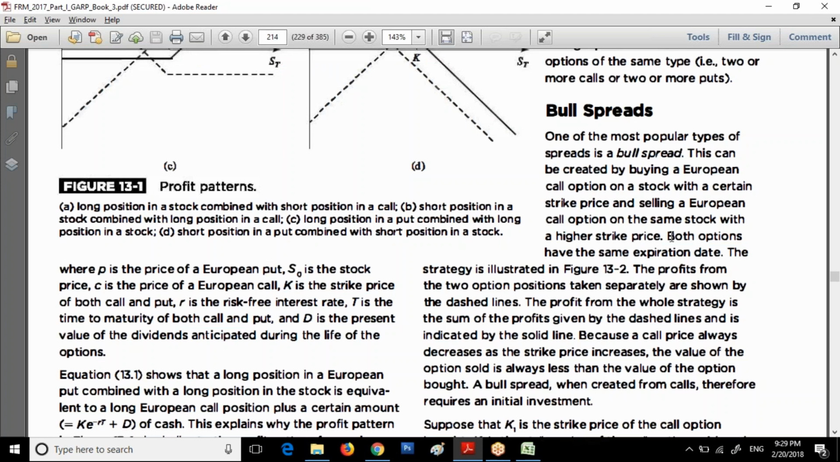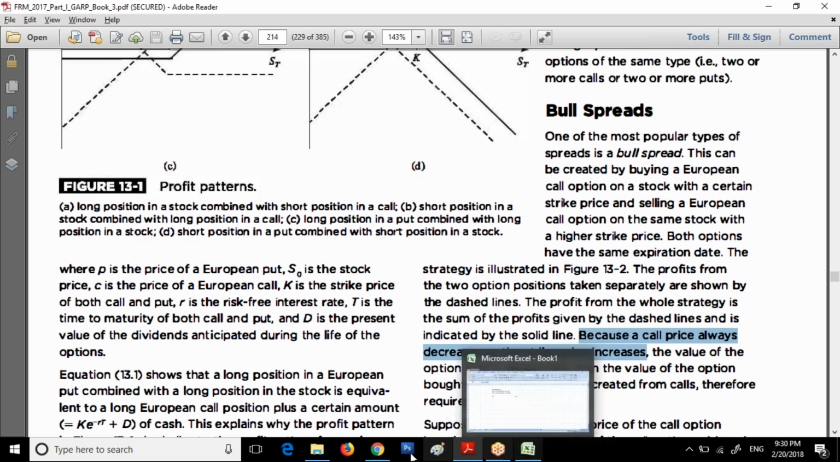Now let's read it. Both options have the same expiry date, and the strategy is stated in figure 13.2. The profit from the two option positions taken separately are shown by the dashed line, and the profit from the whole strategy is the sum of the profit given by the dashed line and is indicated by the solid line. We'll explain that. Because a call price always decreases as the strike price increases.